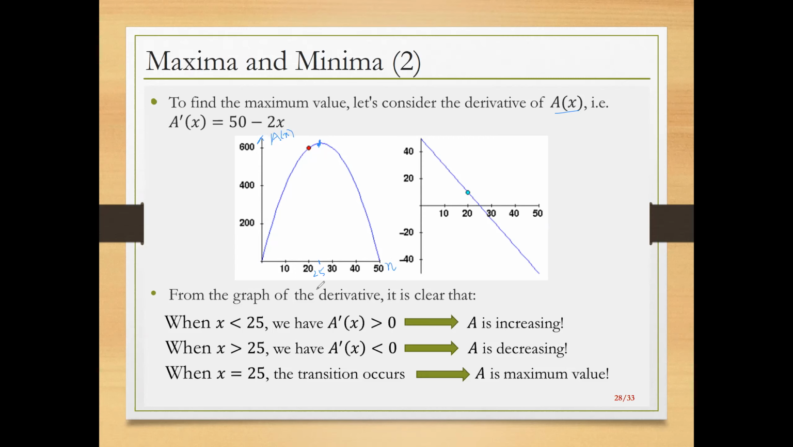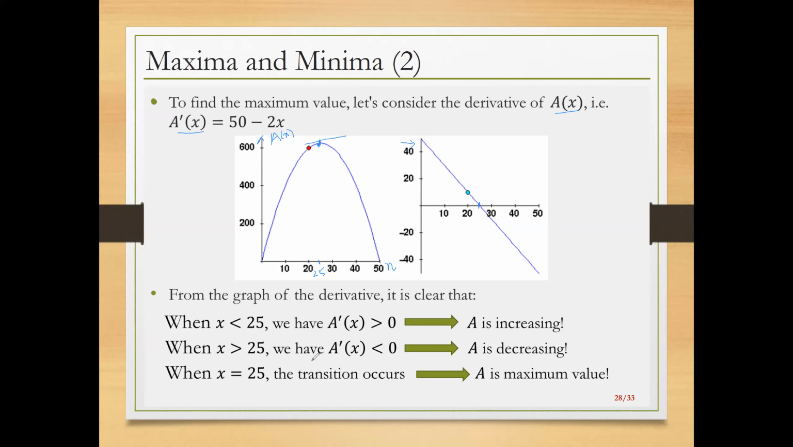Now, if you look at the derivative, which is the line drawn over here, you see that at x equal to 25 it crosses the x-axis, so it becomes 0. So the derivative becomes 0, which is basically this point, because at this point the slope is 0, right? So at this point, the slope becomes 0.